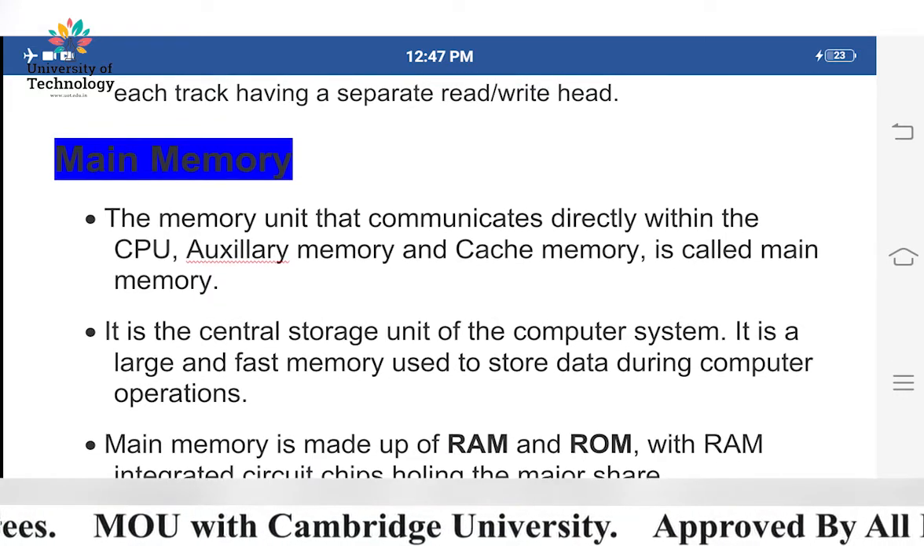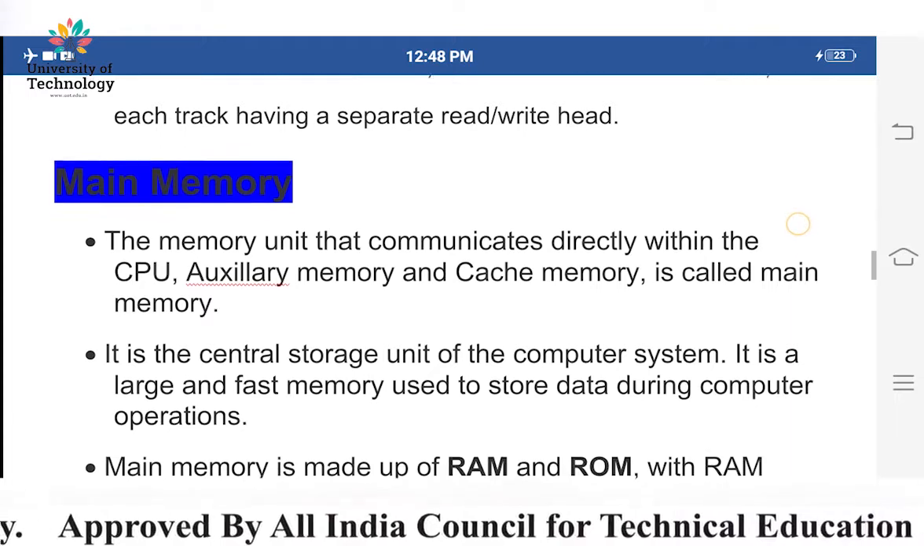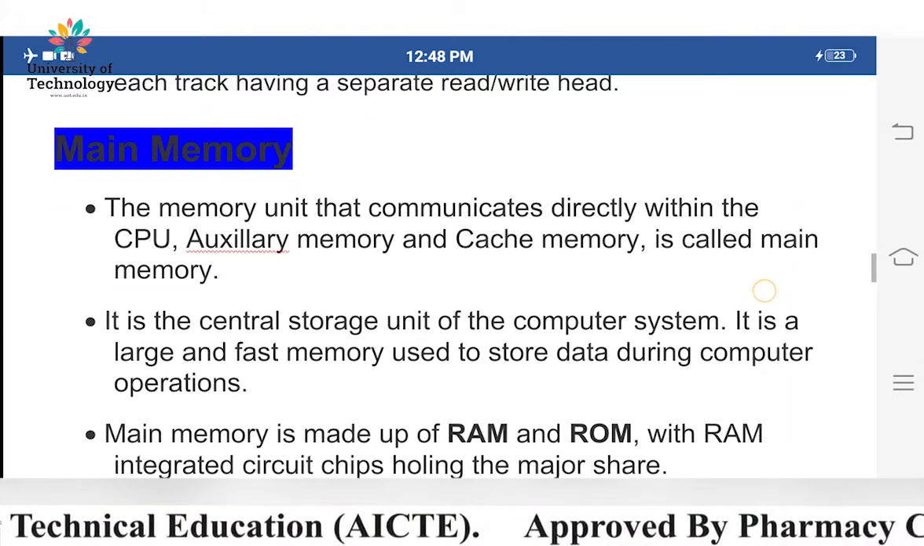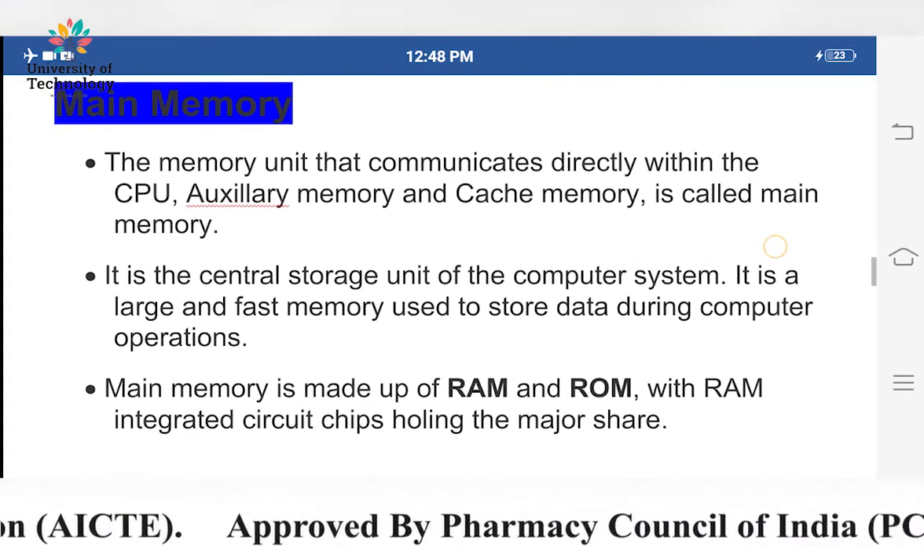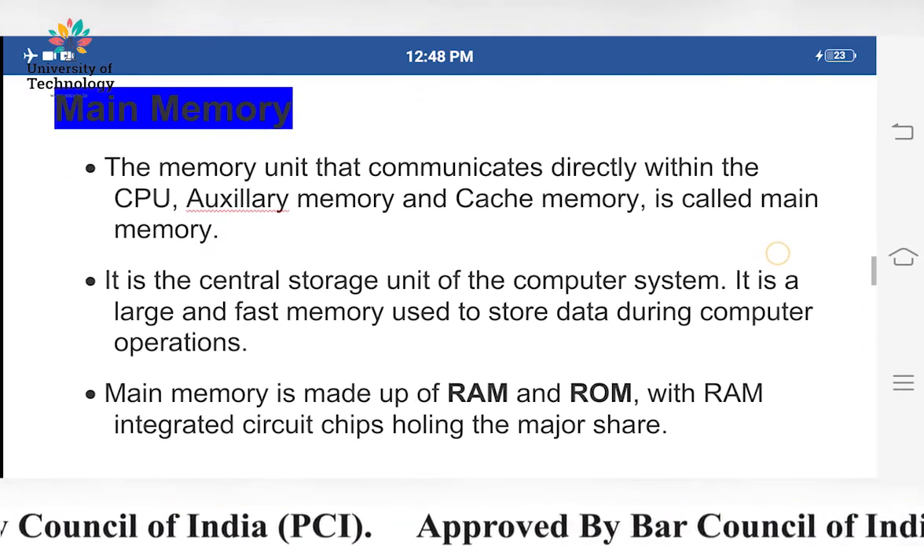Now, after seeing the various types of access methods, the next point we'll understand is the main memory. What do you understand by the main memory? Main memory is a memory unit that communicates directly with the CPU.